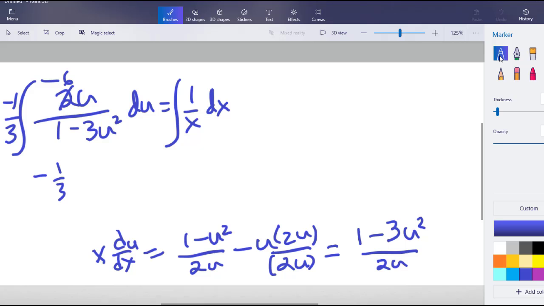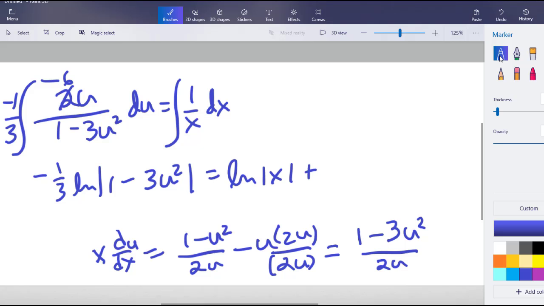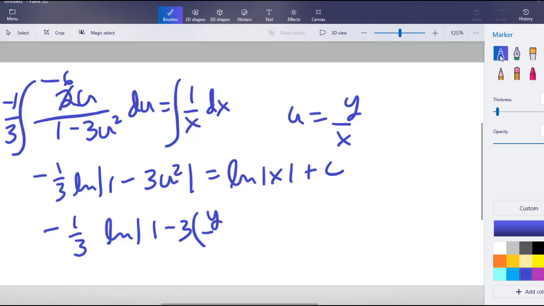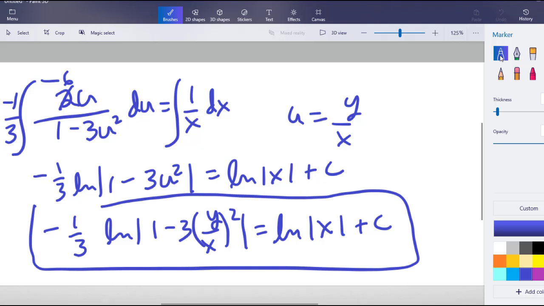You can see then I get negative 1/3 log of the absolute value of 1 minus 3u squared equals log absolute value of x plus c. We're not done until we substitute back for u, keeping in mind that u is y divided by x. So the answer is going to be negative 1/3 log absolute value 1 minus 3 times the quantity y divided by x squared equals natural log absolute value of x plus c. And that is the solution.